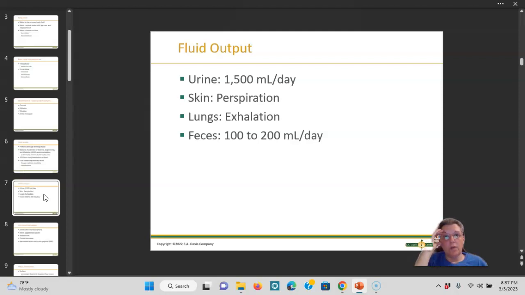The more you drink, the more you make. You're also losing a lot of fluid through perspiration, exhalation. Some of those kinds of fluid loss are called insensible fluid loss because you can't measure it. And then through feces, you're losing 100 to 200 mils a day. Depending, right? If it's liquid diarrhea, you're losing a lot more fluid. If you're constipated, you're losing a lot less.